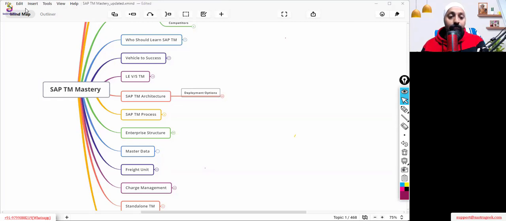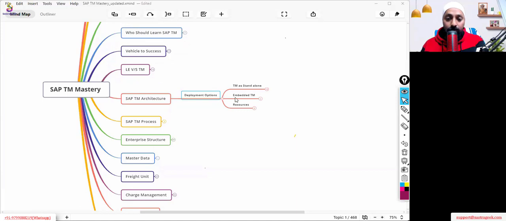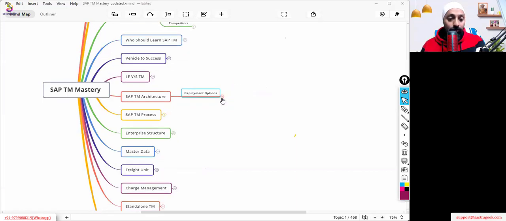Can we use TM with ECC? Yes, you can use TM with ECC. You can use embedded TM with ECC, or you can use standalone TM with ECC. You will get more clarity on that, Rishabh, in the next chapter, when I will be covering the deployment options: standalone, embedded, how to use it with ECC, and how to use it with S/4HANA.